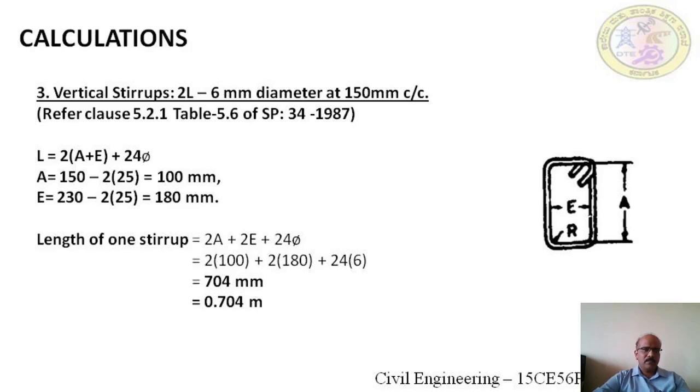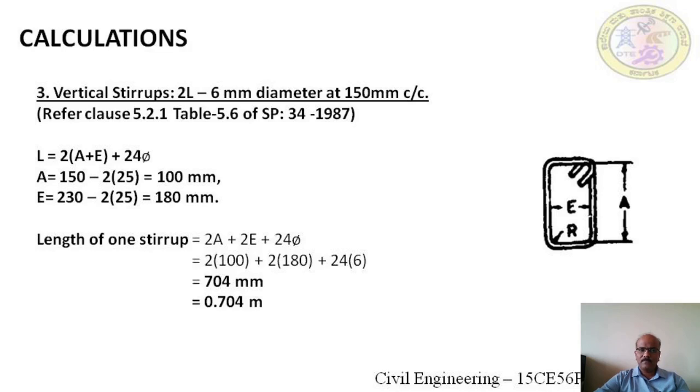Here we need to calculate A and E. A will be equal to, we can look at the stirrup drawing here. A is given. A will be equal to 150 mm, the height, the depth of lintel, 150 mm minus 2 into cover, bottom cover and top cover, which comes out to 100 mm. Then E is the width. Width is 230 mm. In this 230 mm, we need to deduct the two covers, that is 2 into 25, it comes out as 180 mm.